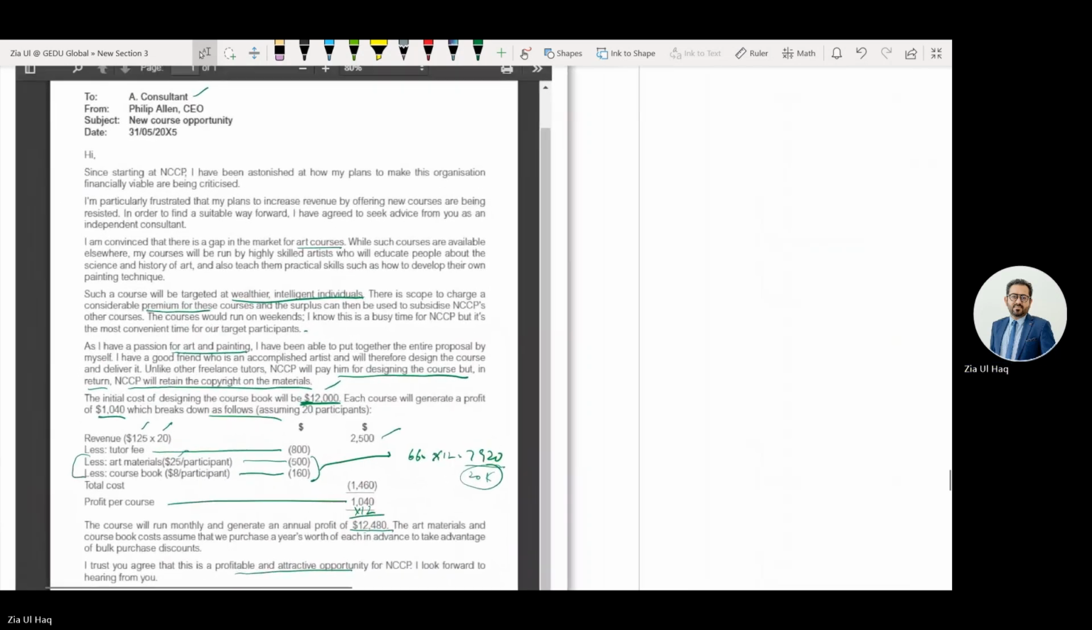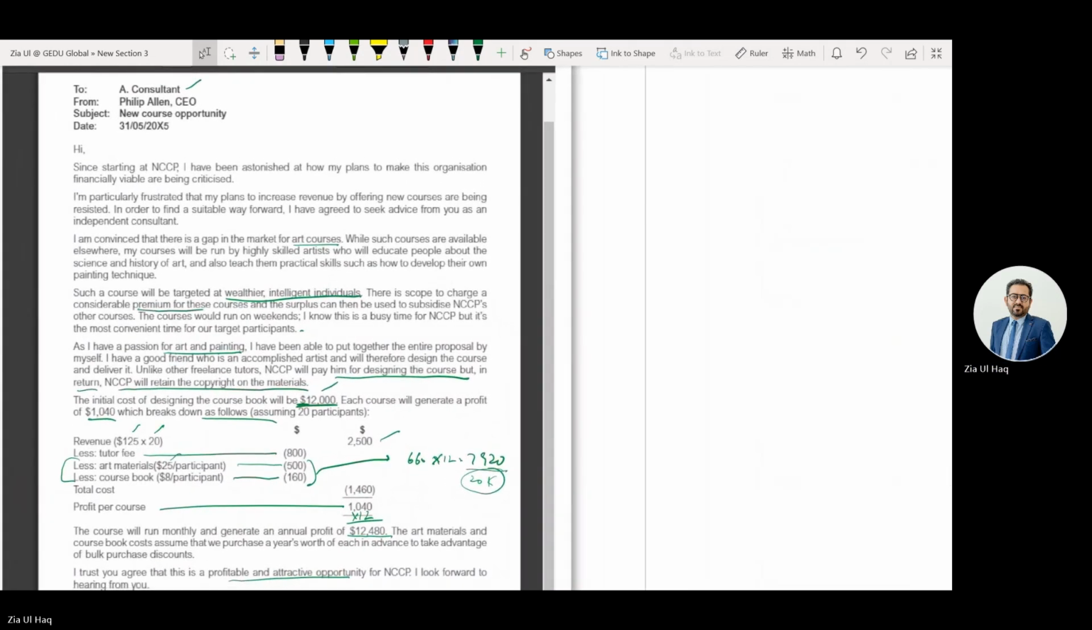Suitability. We need to see from an objective point of view. From the objective point of view, we need to perform some calculation here as well. This new course requires an initial investment of how much? 12,000 plus 7,920, about 20K.